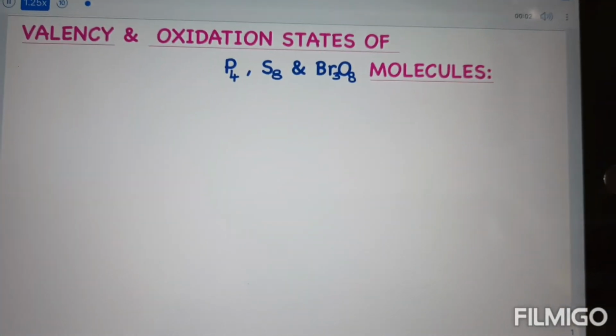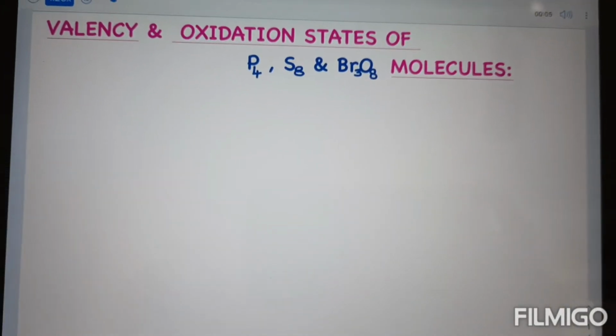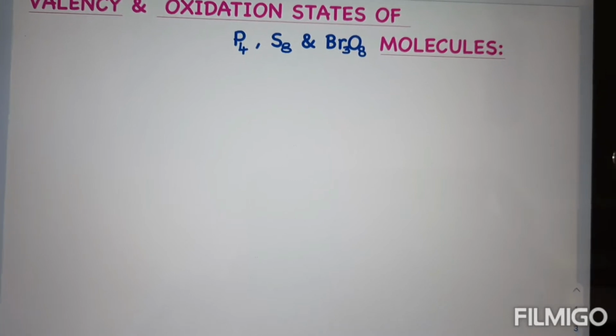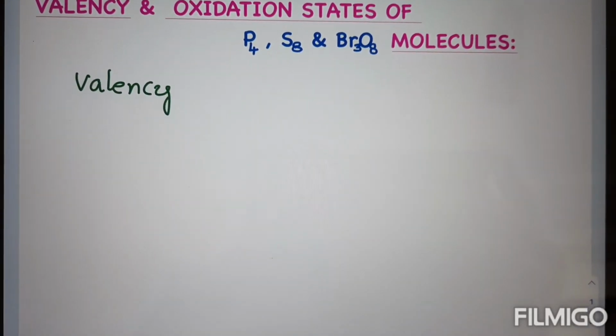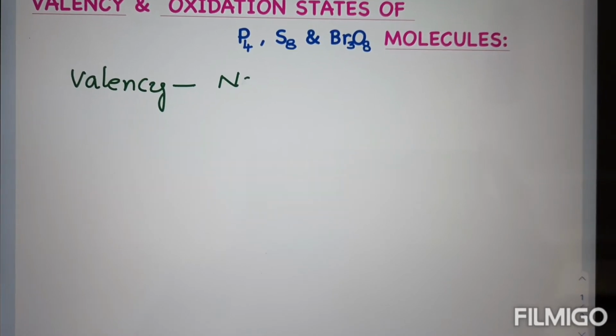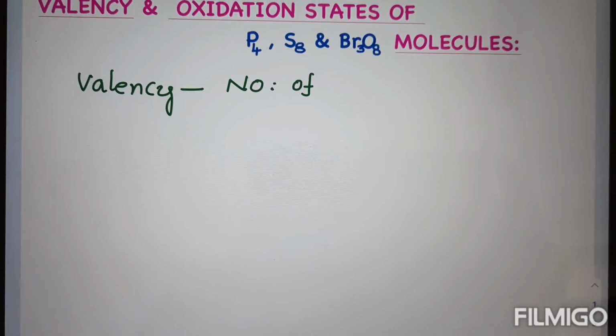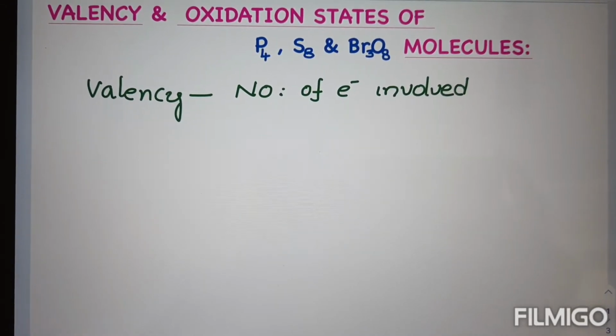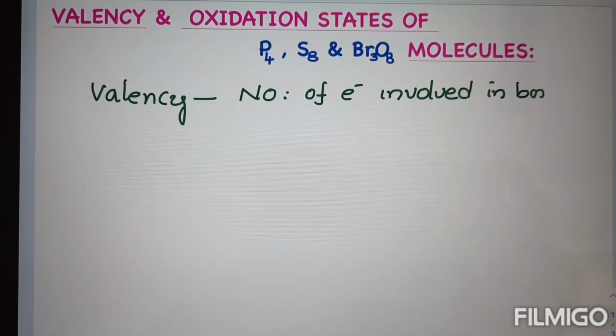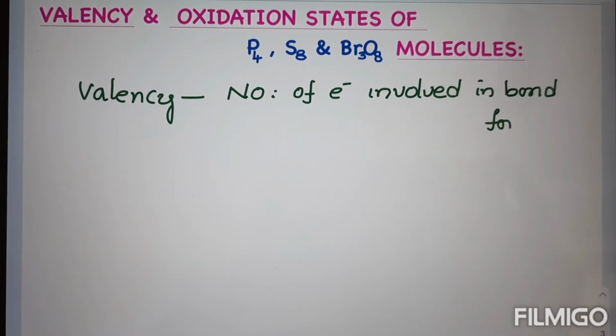Hi, we are going to get some clarity on valency and oxidation states. What is called valency? The number of electrons involved in bond formation is considered as valency.